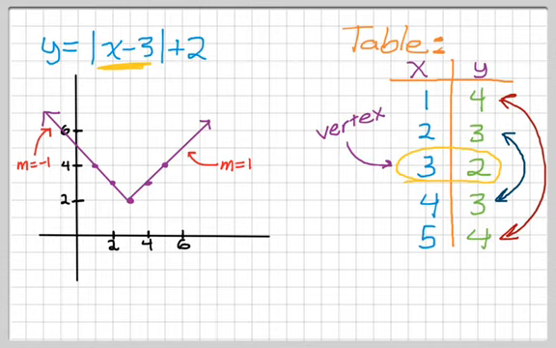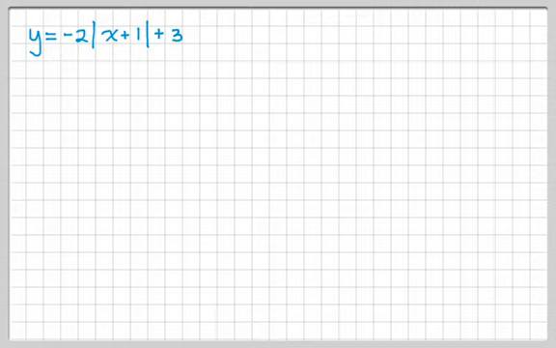So let's see if we can do another one. So we have y equals negative 2, the absolute value of x plus 1, and then plus 3. So what I want to do here is find the vertex first. To find the vertex, I take a look at what's in the absolute value, so that's x plus 1. What makes that 0? Well, x equals negative 1 would make that 0. So that's going to be the x-coordinate of the vertex. Then you take negative 1, substitute it in. You end up with just 3 because the absolute value of 0 is 0, times negative 2 is 0, plus 3. So negative 1, 3.